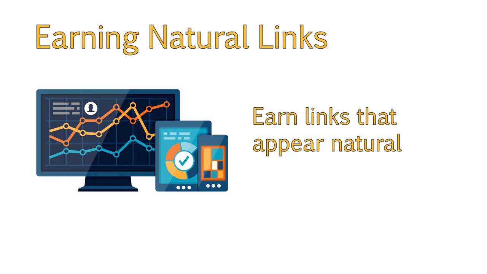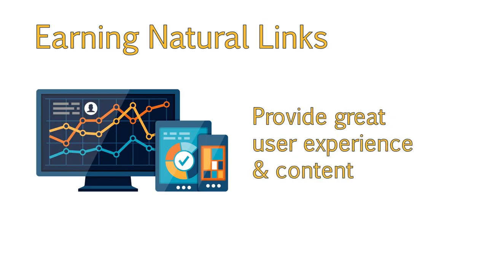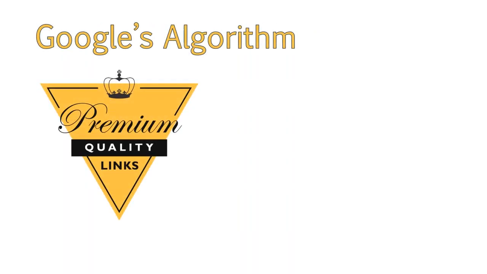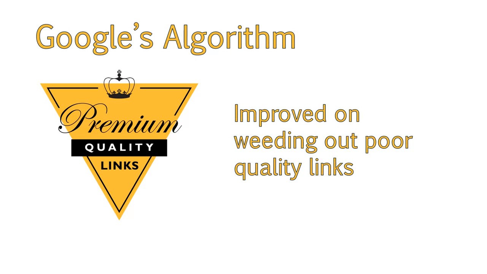One of the ways to do this is catering to your user base by providing an excellent user experience and creating great content. However, even with great content, some form of outreach is necessary to ensure that content is discovered by the right people willing to share and link to it. Over the years, Google's algorithm has gotten better at weeding out poor quality links and determining what links are considered good and likely earned naturally.